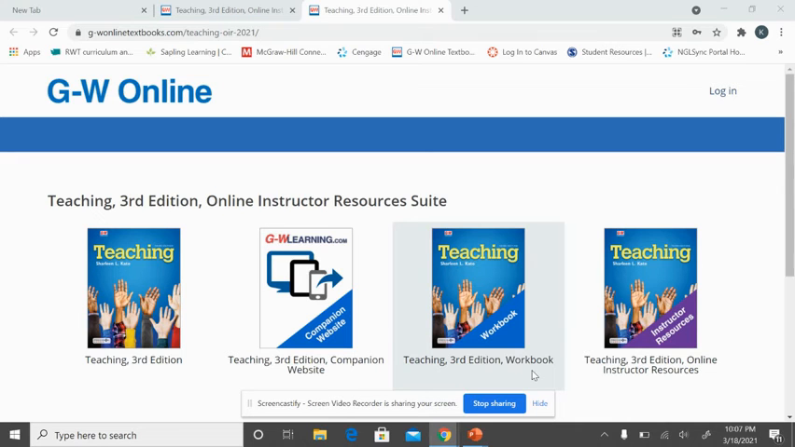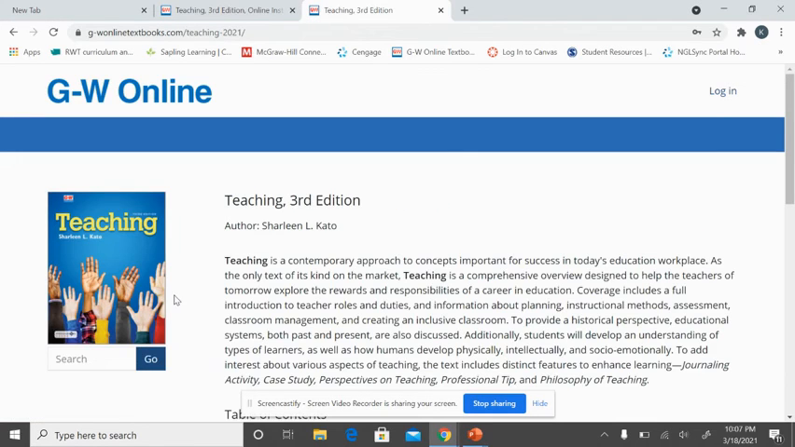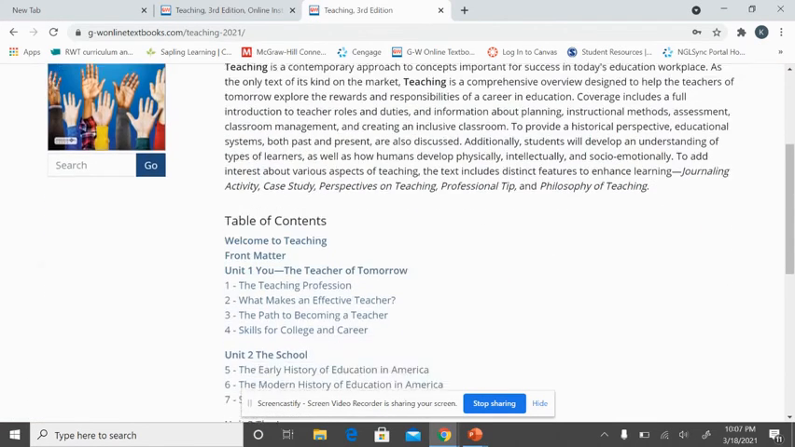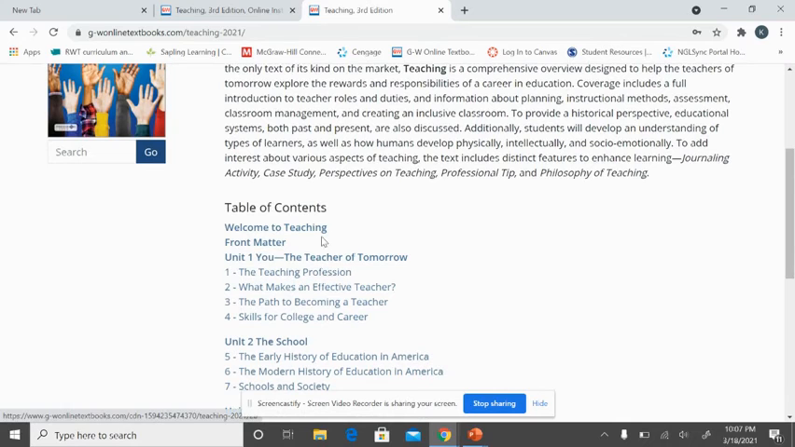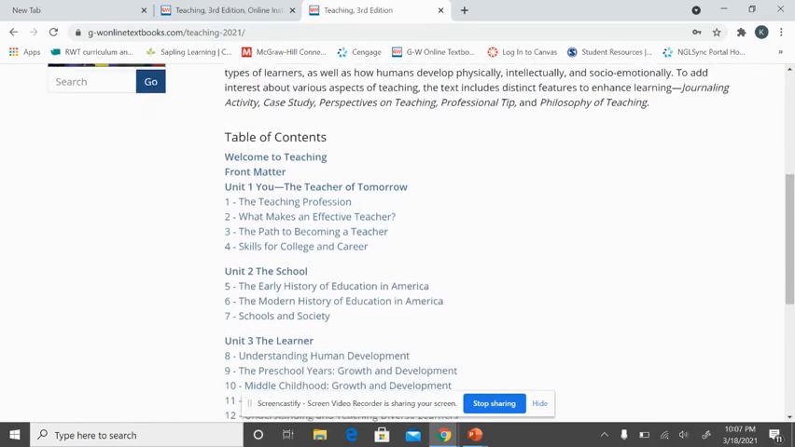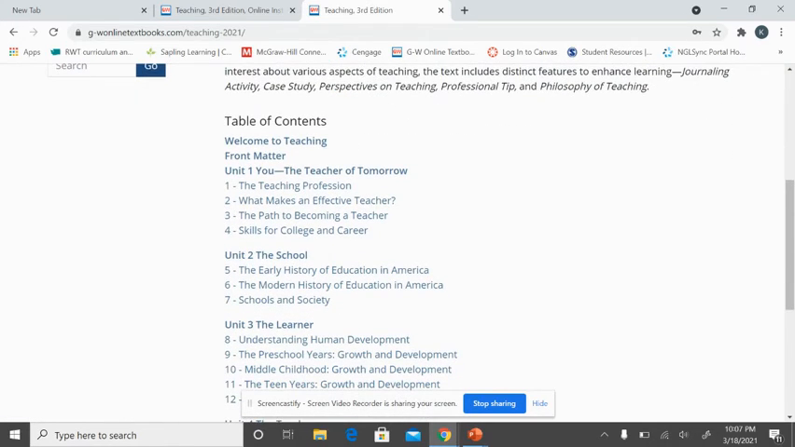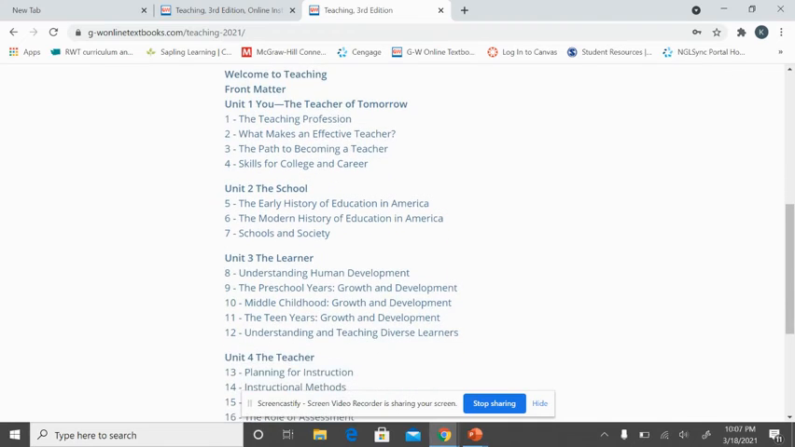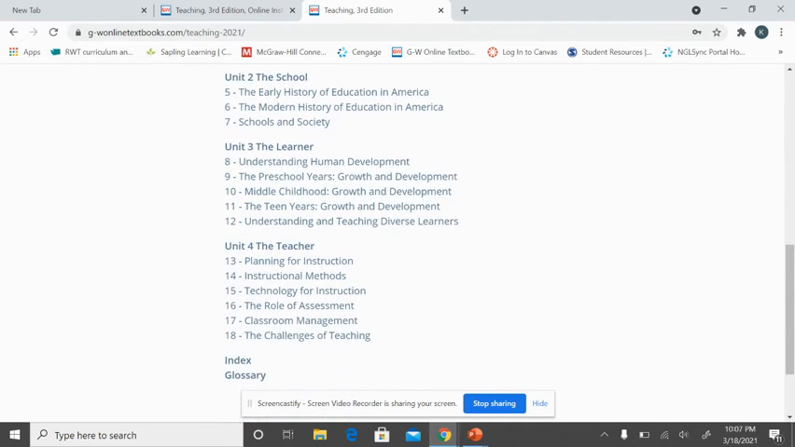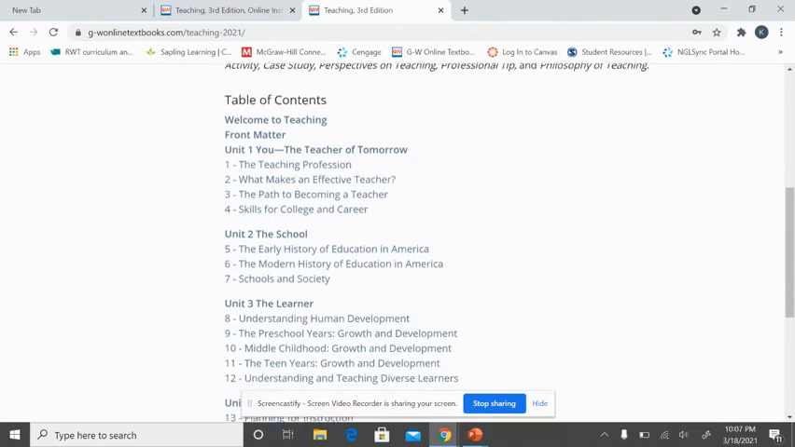Our final text that I would like to share with you today is our teaching text, 3rd edition. Again, publisher is Goodhart Wilcox. I'm going to showcase just a few items inside the text. You can see the table of contents is laid out into several units of study. The Teacher of Tomorrow, history of the school, the learner, and the teacher.